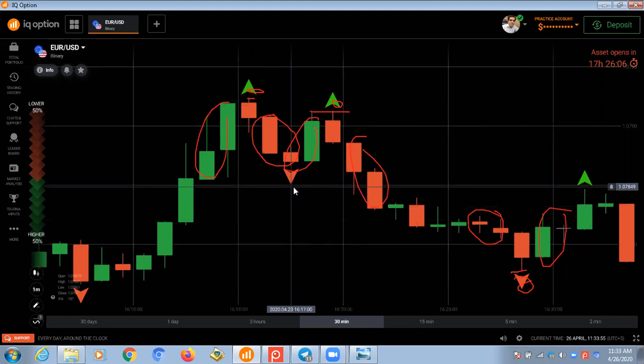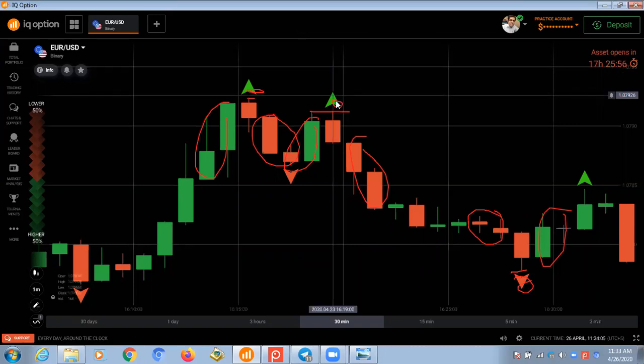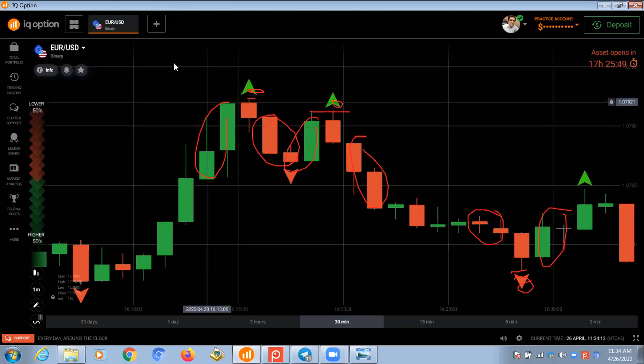So this fractal can act as a support and resistance level. In combination with this fractal, I gave you the idea about support and resistance with the color change. That will make the whole concept of support and resistance clear to you. Look at how it clarifies the whole concept.